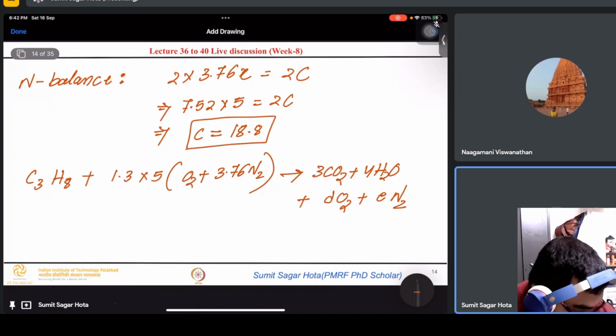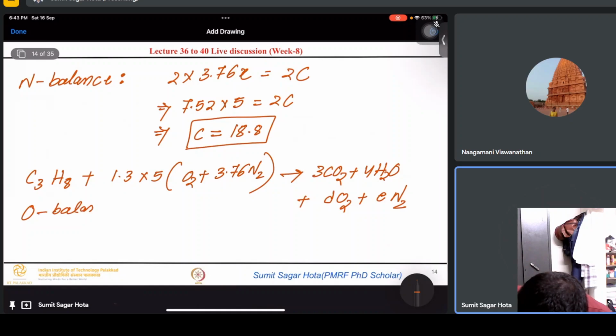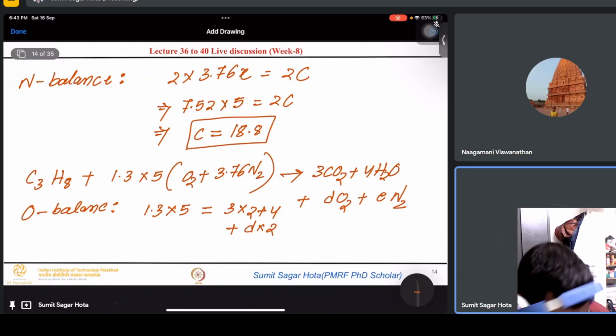So again you do the oxygen balance. How many oxygens are there? 1.3 into 5 on the left hand side is equal to what is on the right hand side? 3 into 2 plus 4 plus D times 2. Now when you solve this, you get the value of D as 1.5.